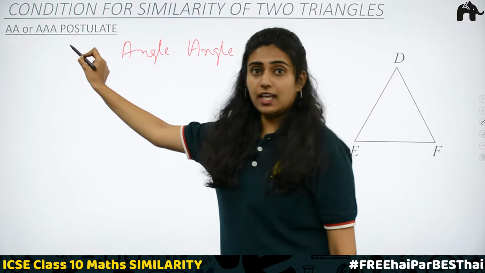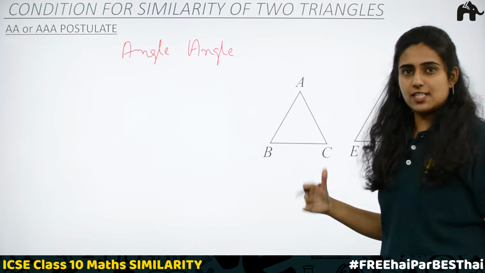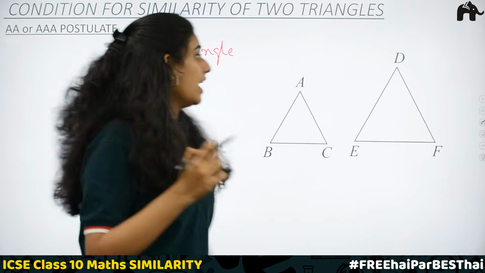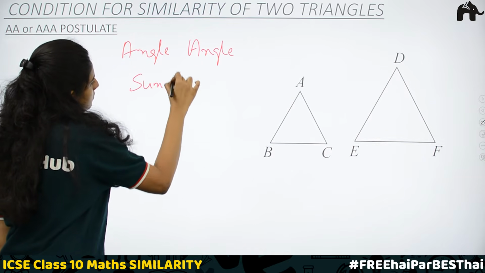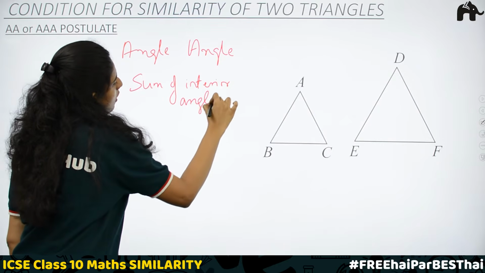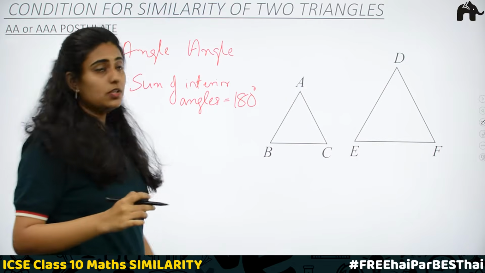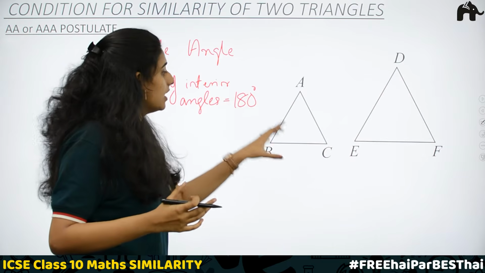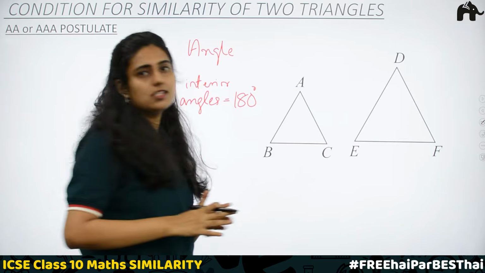When it is AAA, same thing, angle. So, if two angles of a triangle are equal, we know that the third angle will also be equal. Because according to the angle sum property, the sum of interior angles of a triangle will be equal to 180 degrees. So, if two angles are equal, then 180 minus the sum of these two angles will be equal. Yes, that value will be equal, which means the third angle is also equal.